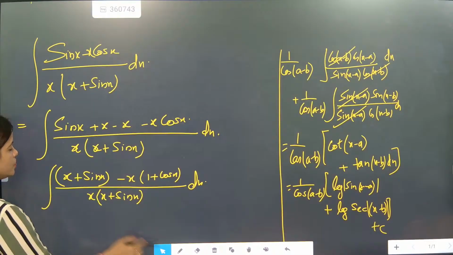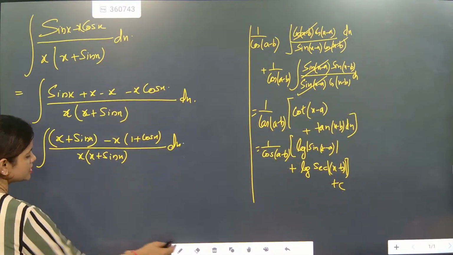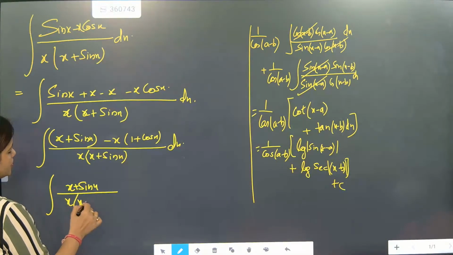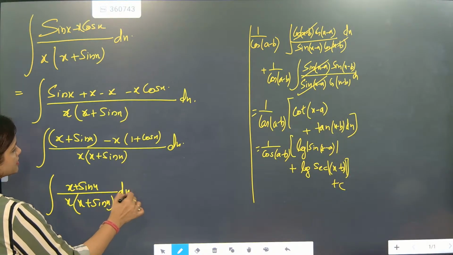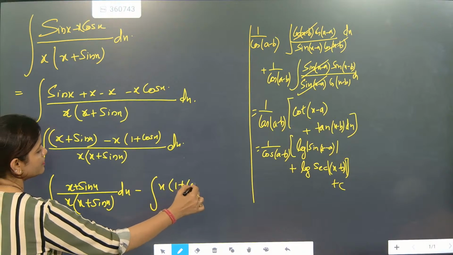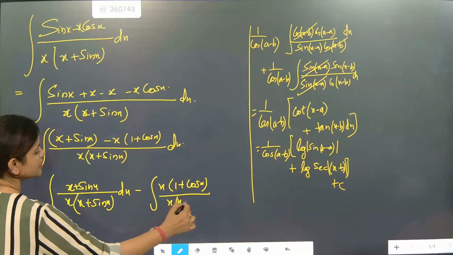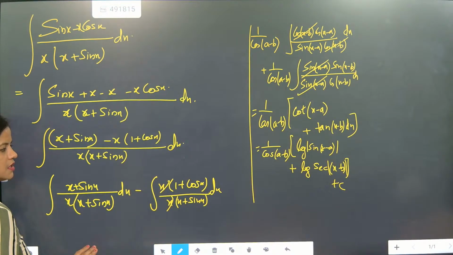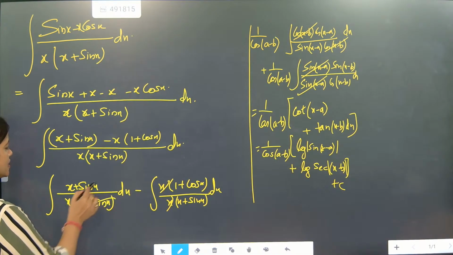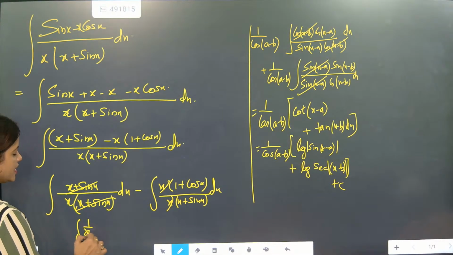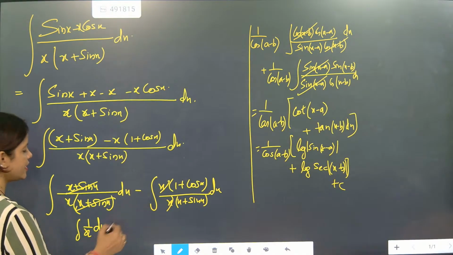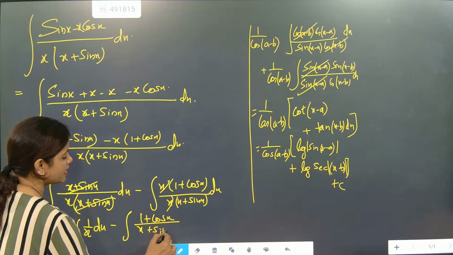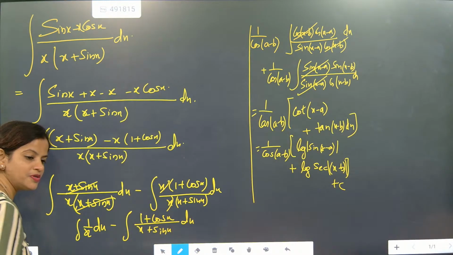So now what is the new strategy we are going to implement here? Check this out. One time x plus sin x by x into x plus sin x dx, minus x times 1 plus cos x by x plus sin x dx. So this and this will get cancelled. I hope you have understood. Now 1 by x dx will become log x. And then 1 plus cos x by x plus sin x. That is why I told you these questions must be solved by you people.